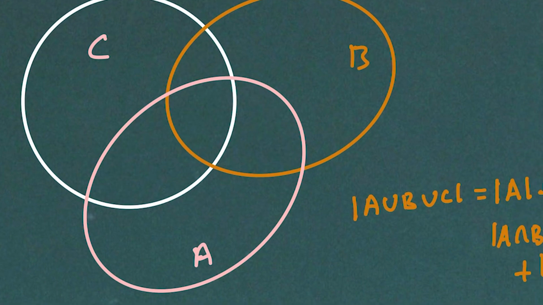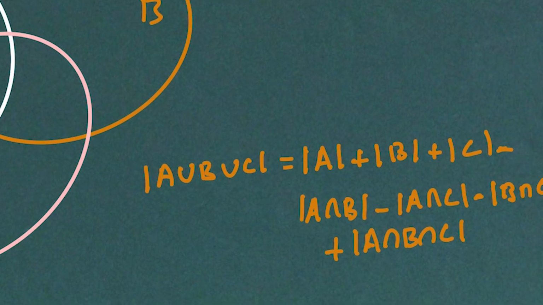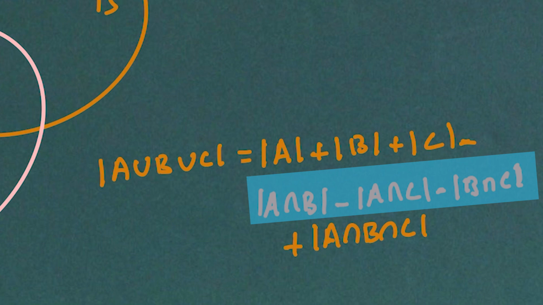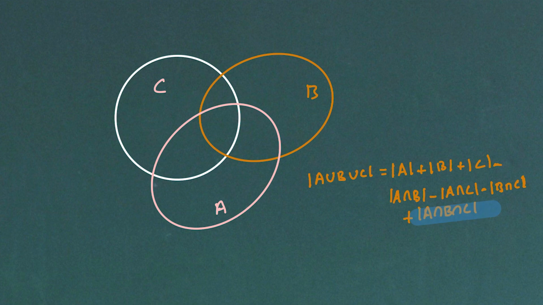So to factor in any of its repeated common elements, we remove A intersect B, B intersect C, and A intersect C. This works because these are all the common elements. However, doing this, any elements that A intersect B intersect C share has been removed 3 times. So to factor that in, we add A intersect B intersect C back.